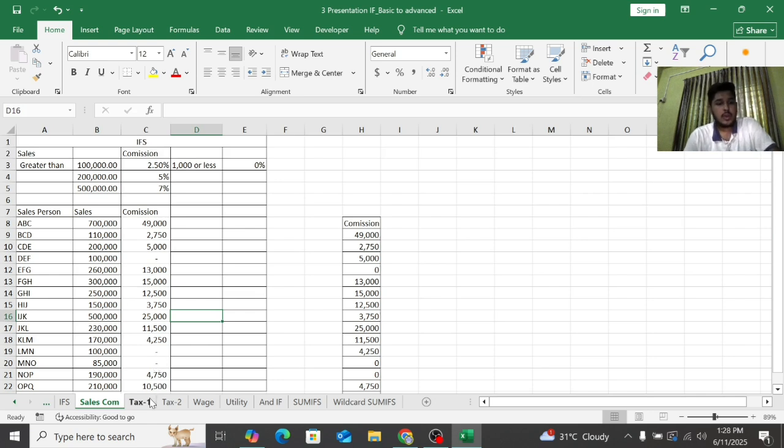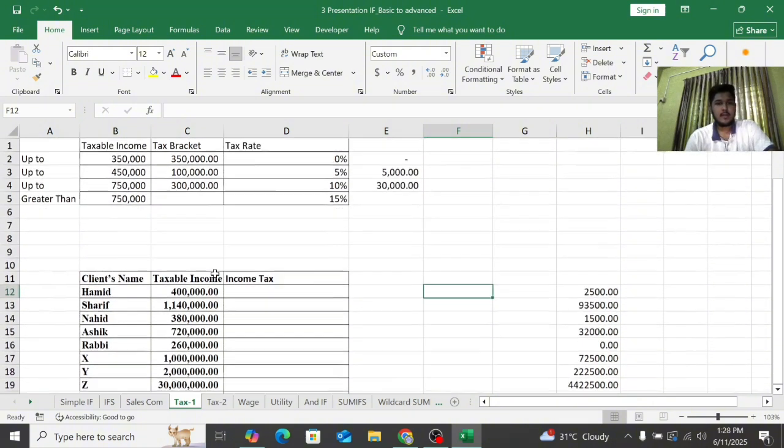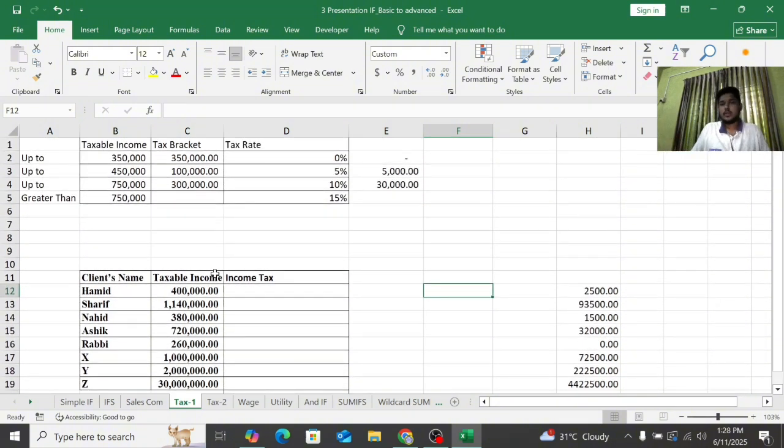So now we are going to see tax, how to calculate income tax. Income tax is not like sales commission, because in sales commission, if the amount crosses a certain amount, we calculate it on a total basis, the total amount multiplies the percentage. But in case of tax, we calculate the percentage according to different tax brackets. Clear?